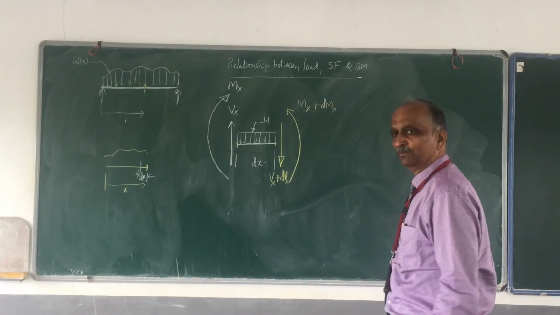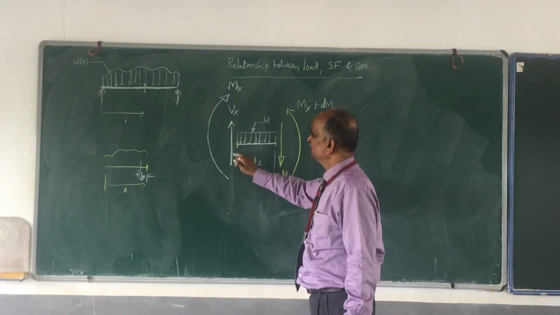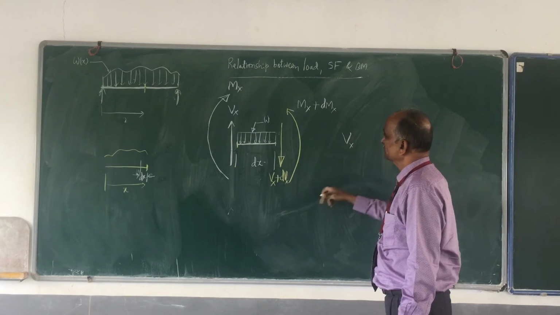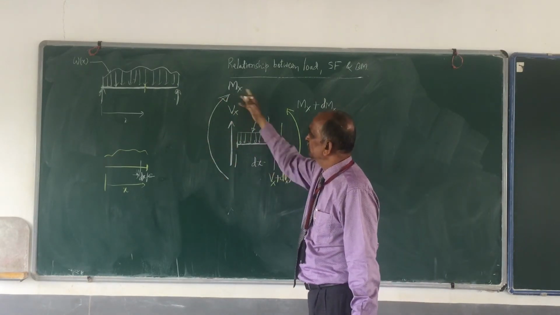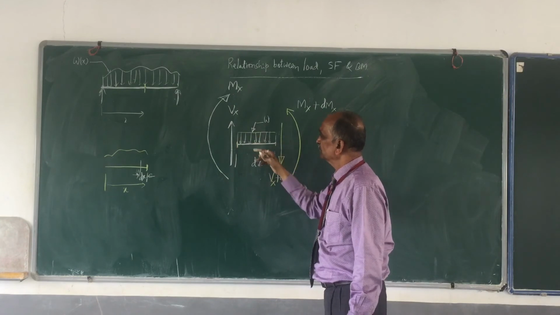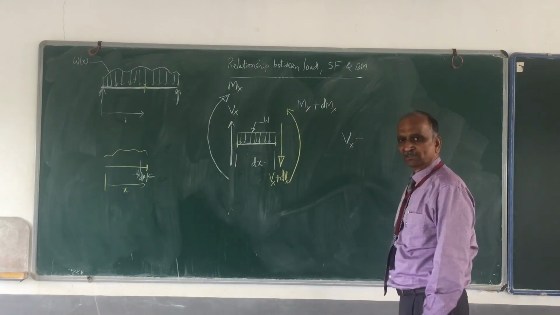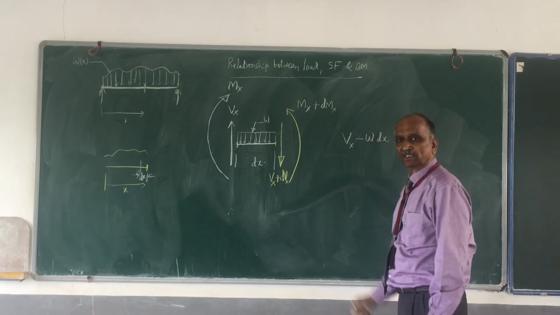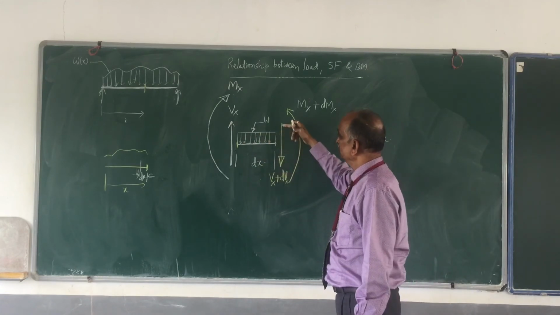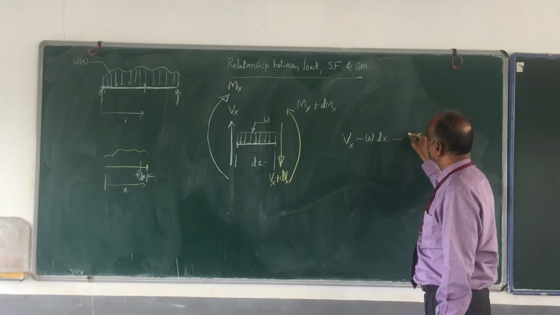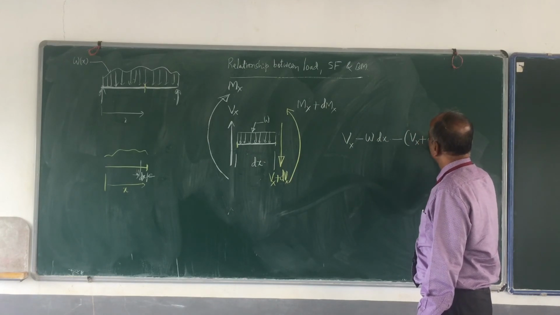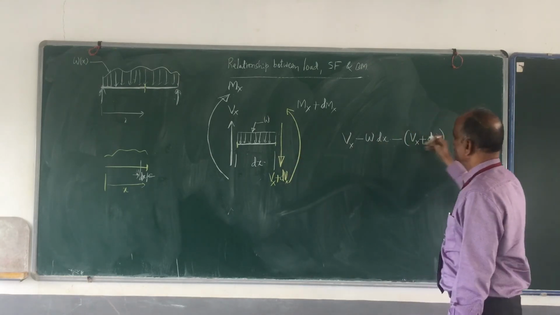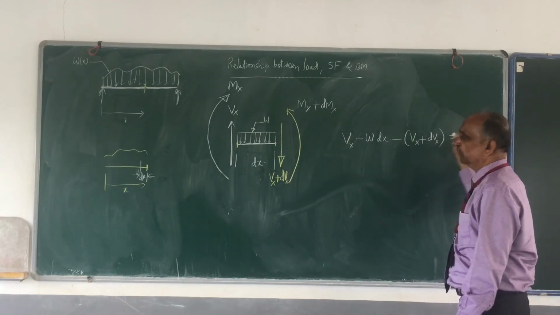So therefore, apply equilibrium conditions. Let me apply equilibrium conditions. Start from here. This is Vx. So this is Mx anyway. Then this load is downwards, therefore it is minus W multiplied by what? W into dx. That is the load. Then further, you see this is downwards, this is minus (Vx plus dVx), or this is bending moment. This is equal to 0.